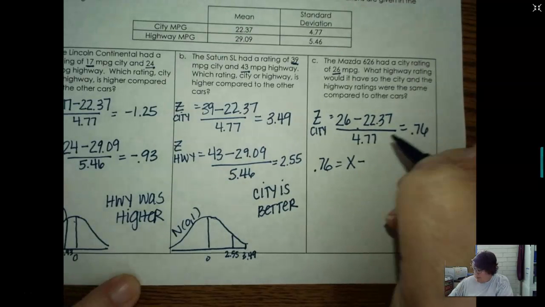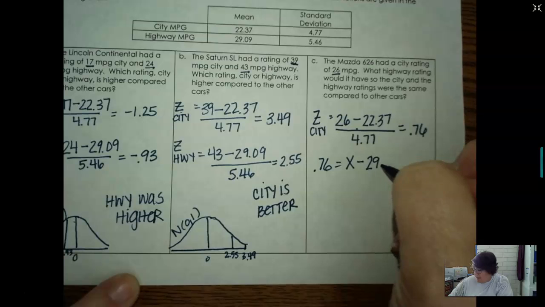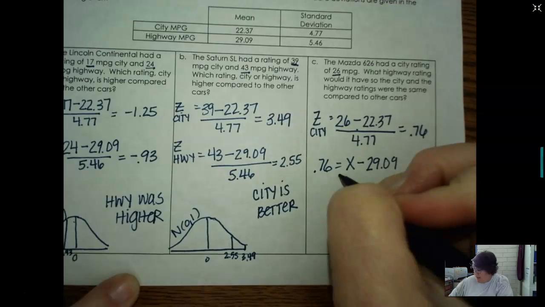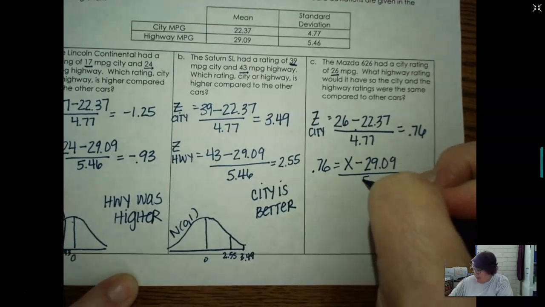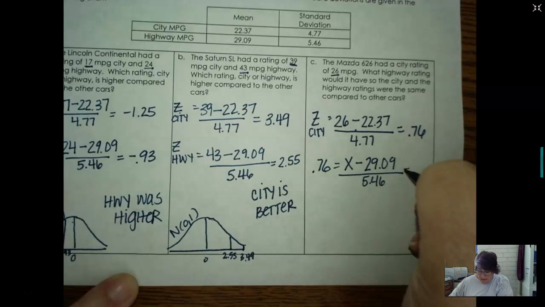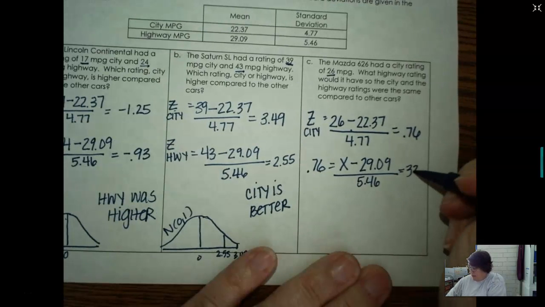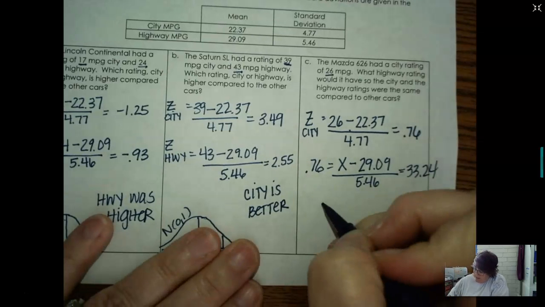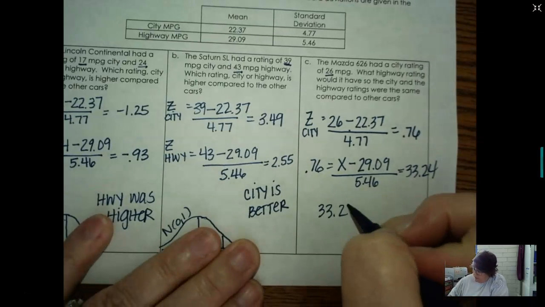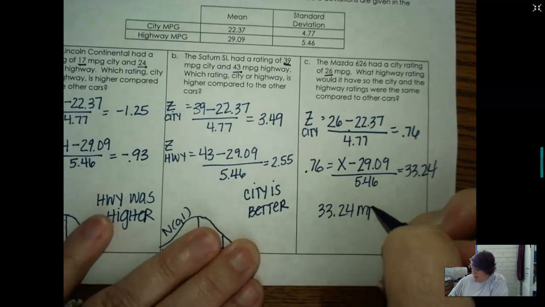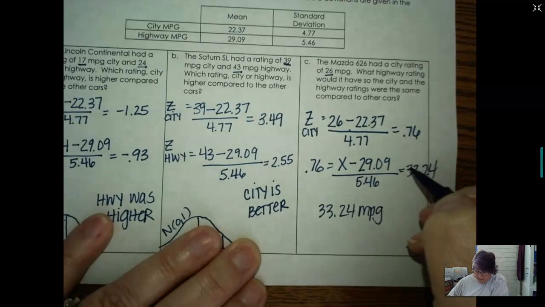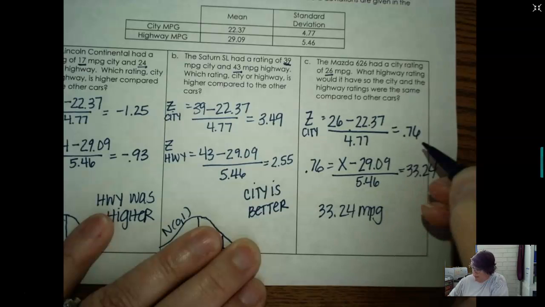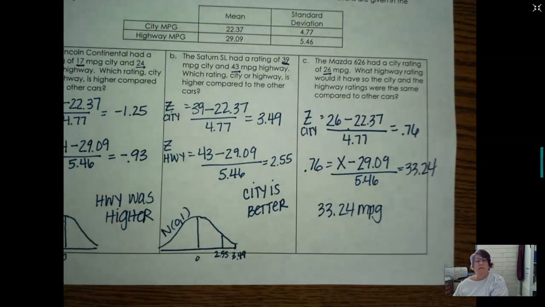We're talking highway now, so I have to take that score minus the highway mean, divide by the highway standard deviation, and I got 33.24. So they would need to get 33.24 miles per gallon to be equal to the city, to be in the same relative position.